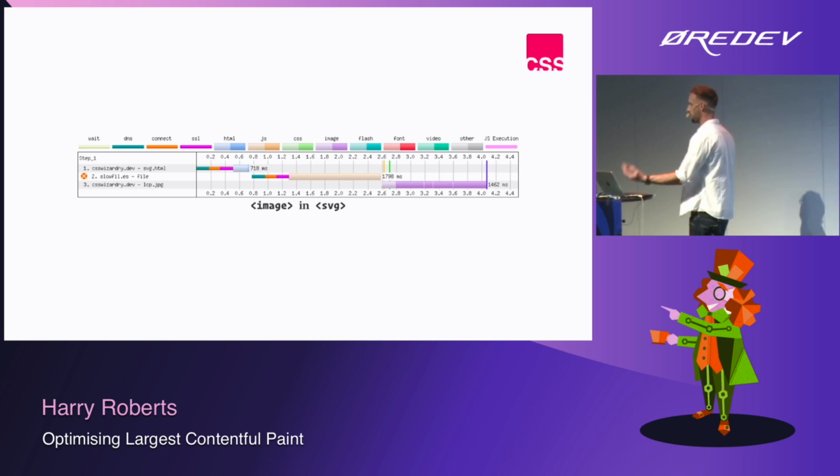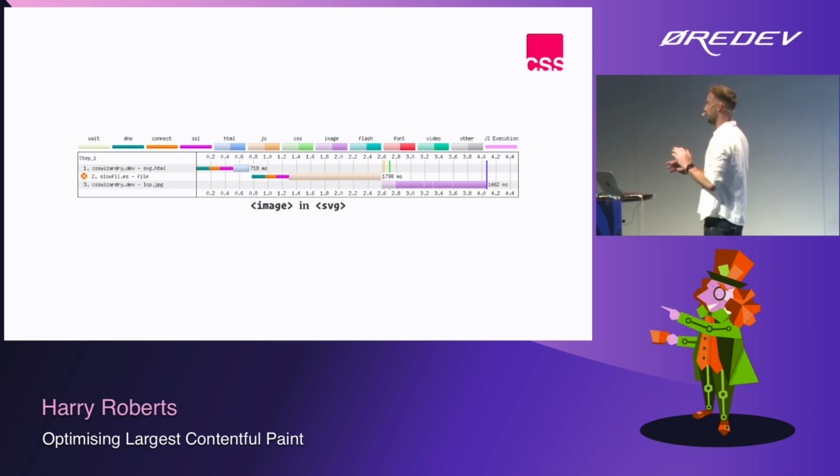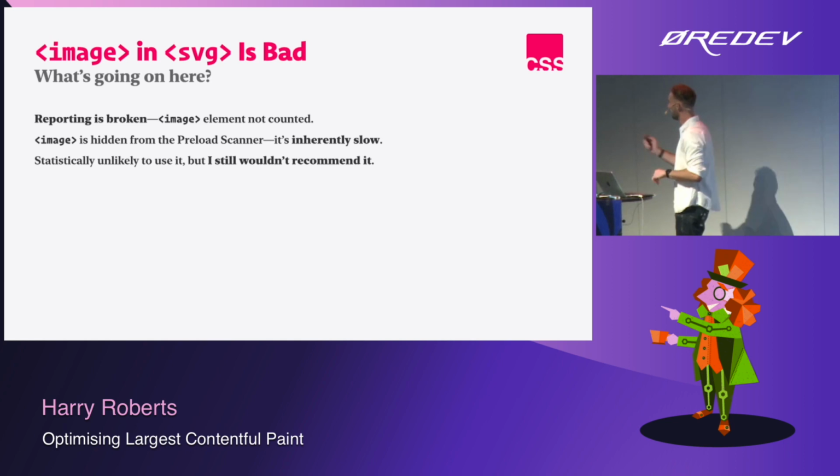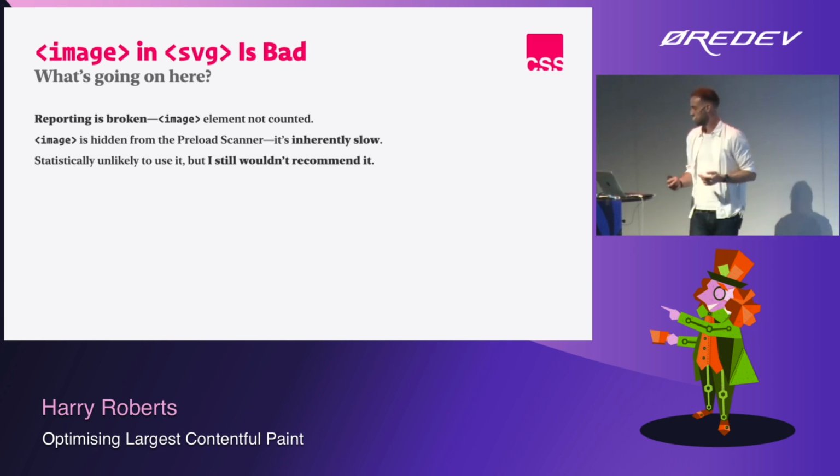The browser has to run the JavaScript before it can parse the rest of the HTML, which means it doesn't find the image in SVG until the very last moment. Way too late. The browser only found the image when it was about to render the image, which is completely inappropriate. That's way too late to be finding stuff. So, image in SVG is hidden from the preload scanner.